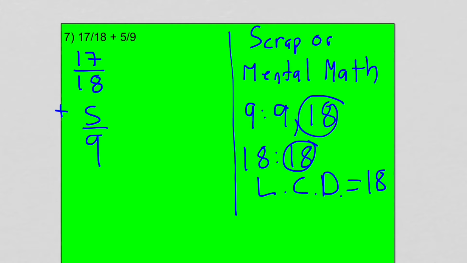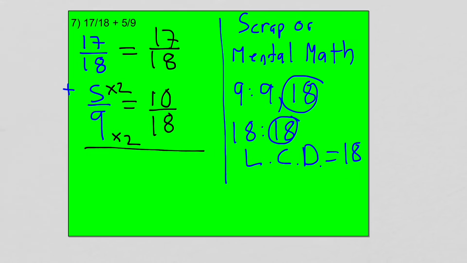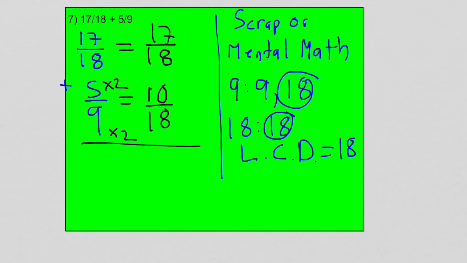So what I'm going to do then is write both fractions with denominator 18. Now 17 over 18 doesn't change. And to go from 9 to 18, you multiply by 2, multiply by 2. And you get 10 over 18. Now, add up your fractions. 17 and 10 make 27 over 18.